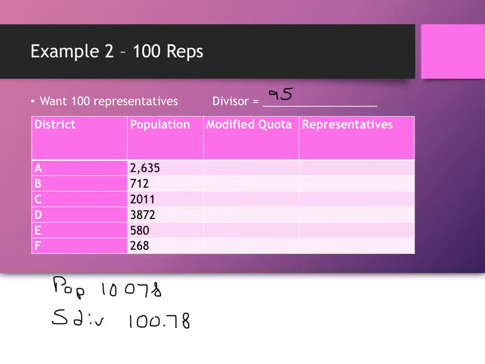All right, you should have done that. Oops, I typed something wrong in my calculator there. So if I divide everything by 95, you'll get a modified quota on District A of 27.74, 7.49, rounding these to 2 just for quickness sake. And notice in Jefferson's method, you really don't need to compare the decimals like we did in Hamilton, so it really doesn't matter.